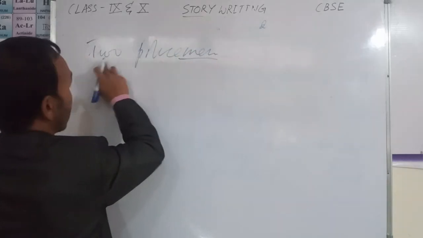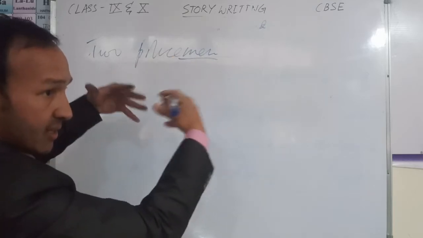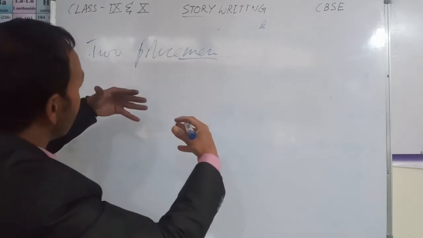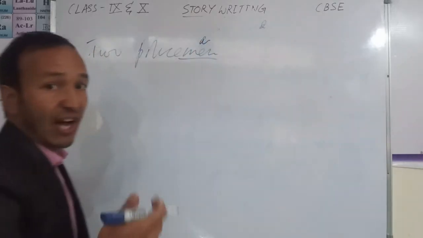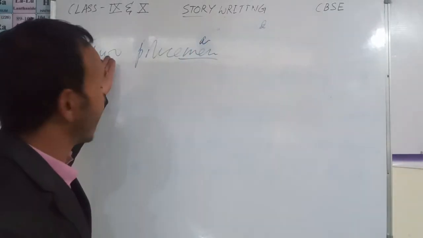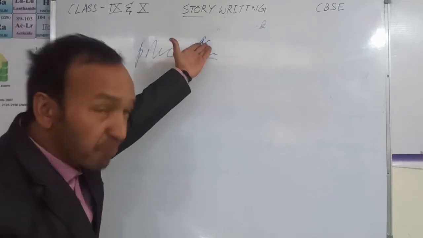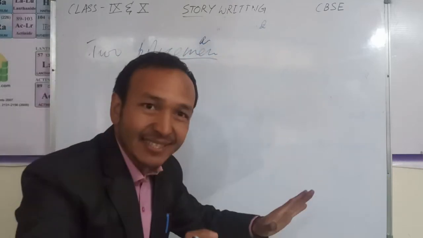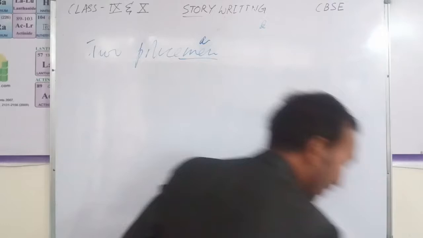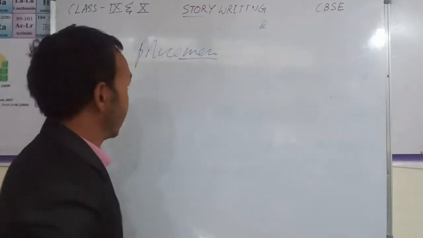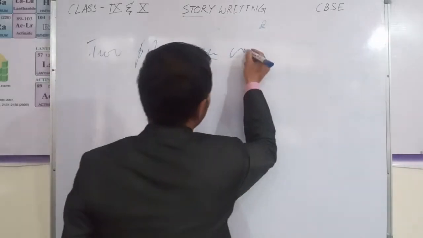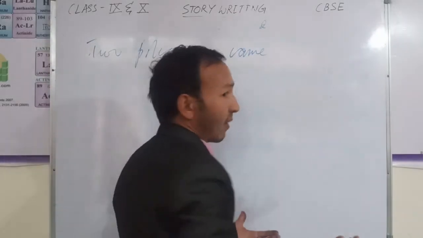I have used two. There should be agreement in the sentence. If I write here "two policeman", the word "two" itself signifies more than one, so "man" doesn't make any sense. You have to use "policemen". There are two policemen, not one. Two policemen came. Now where did they come?